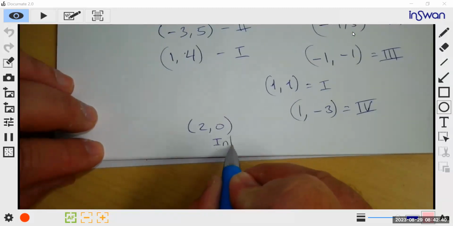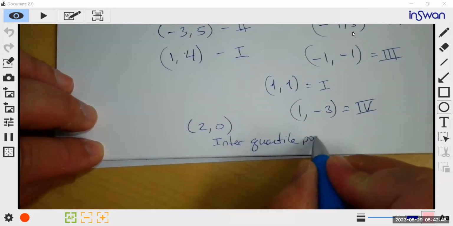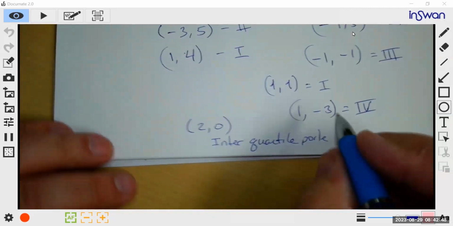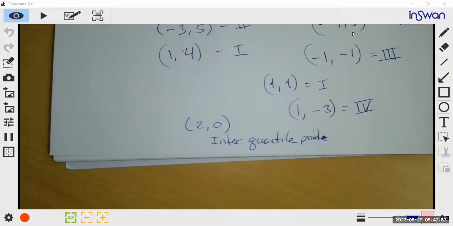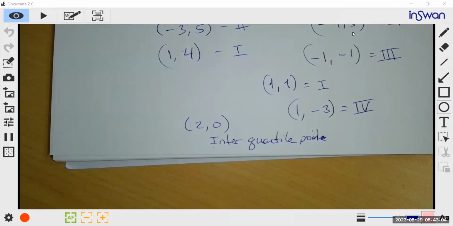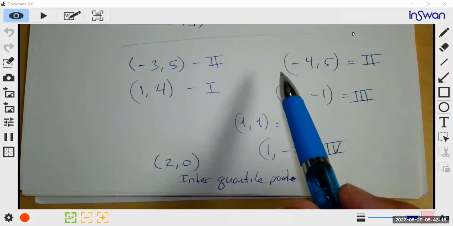This is called an interquartile point. Because it's between two quartiles or two quadrants. So if it's on the x or the y axis, it's not in any quadrant. So when you look at these numbers here, what went through your head when you tell me what quadrant it's in?